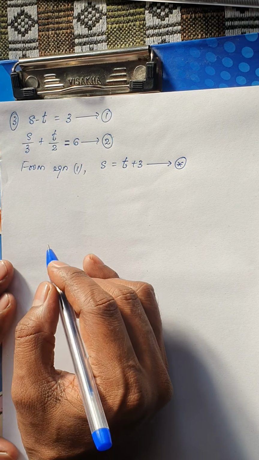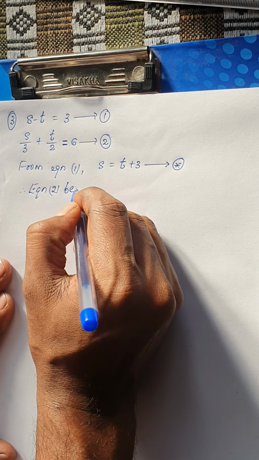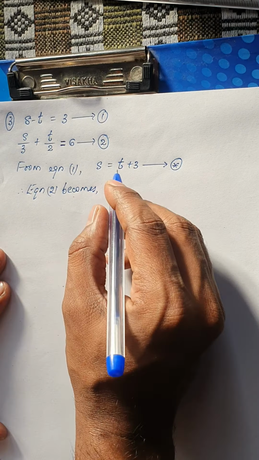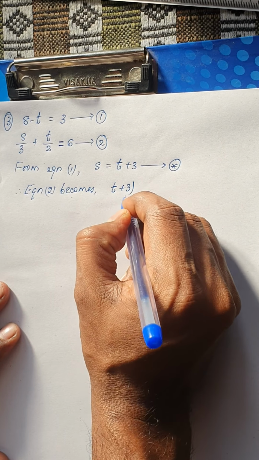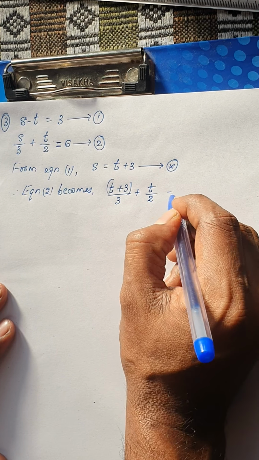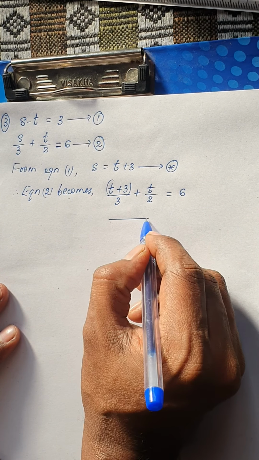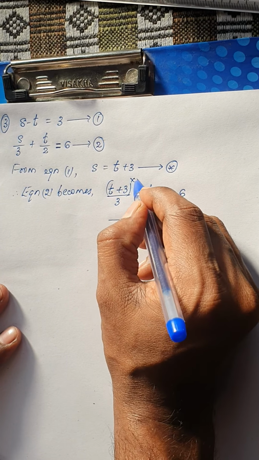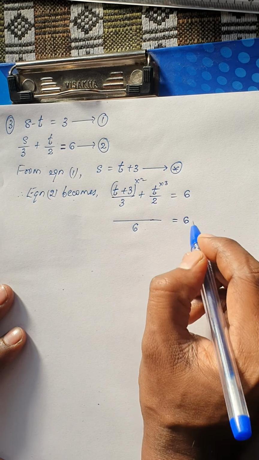Now look here, therefore equation 2 becomes, is it clear? Once you get s from one equation, you have to substitute into the next equation. So in place of s, substitute t plus 3. I will get (t plus 3) divided by 3 plus t by 2 is nothing but 6. Okay, is it clear? Now you can take the LCM here. LCM for 3 and 2, we know it is 6. Now 3 2s will be 6 and 2 3s will be 6. Right hand side, let me consider it as 6.